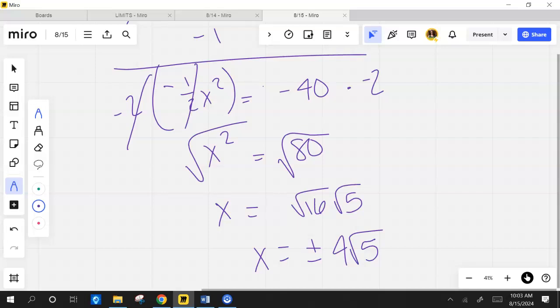That gives me my 2 what graphically? X intercepts. That's exactly right. Well, but you would have had a negative under the radical, and you can't take the square root of a negative number. Not yet, anyway.